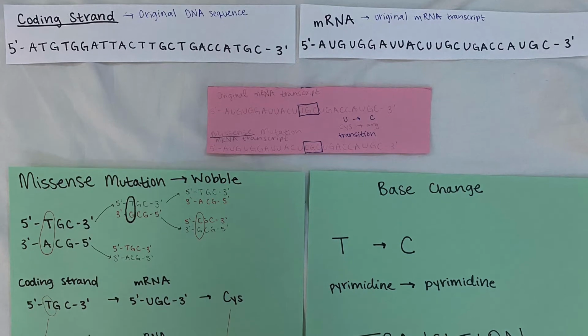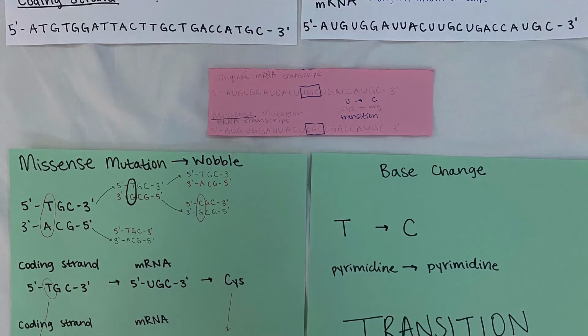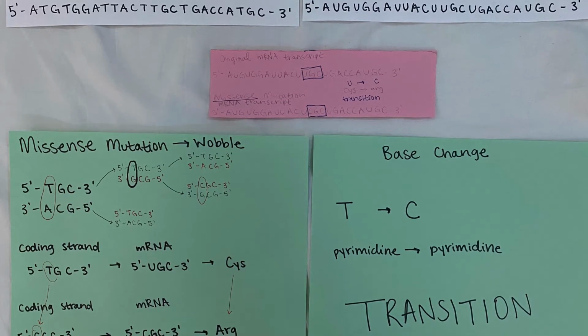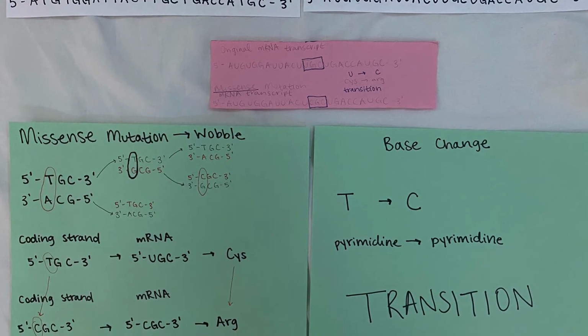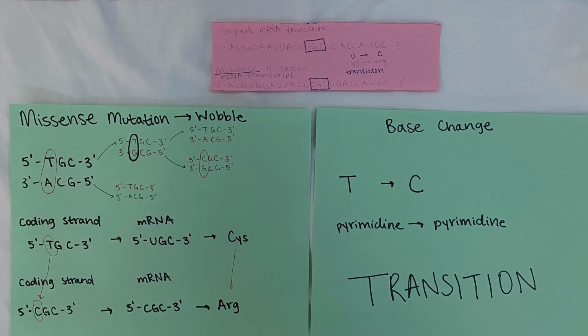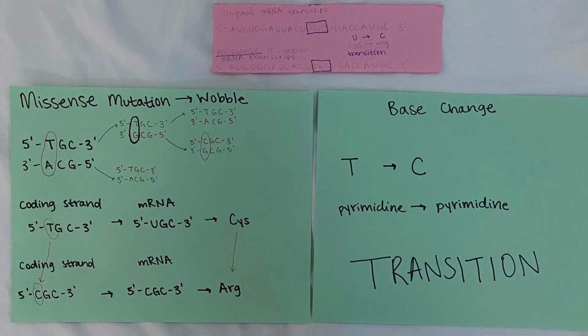Missense mutations are categorized by a change in the coded amino acid. In this example, what used to be cysteine is now arginine thanks to mispairing of bases due to wobble. Wobble in the DNA sequence allows thymine to bond with guanine. A guanine in the template strand will bond with cytosine in the coding strand, representing a transition.